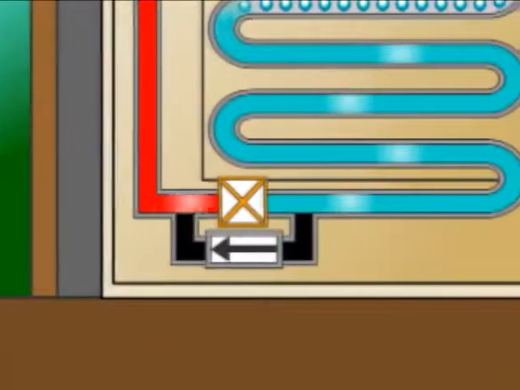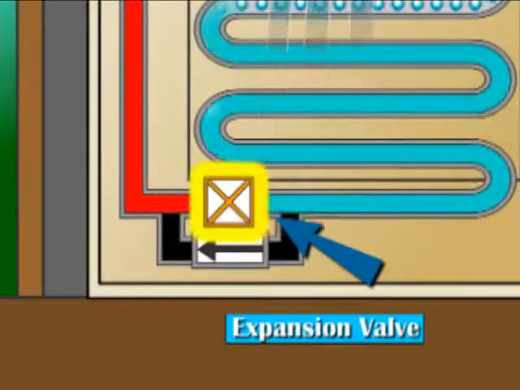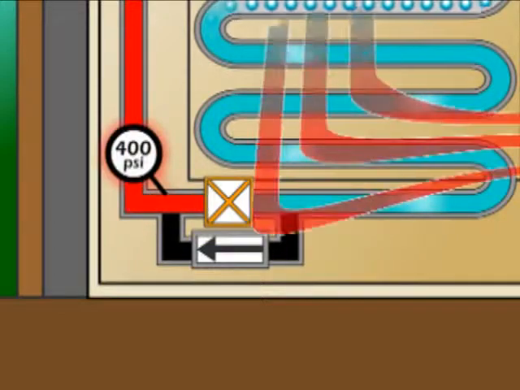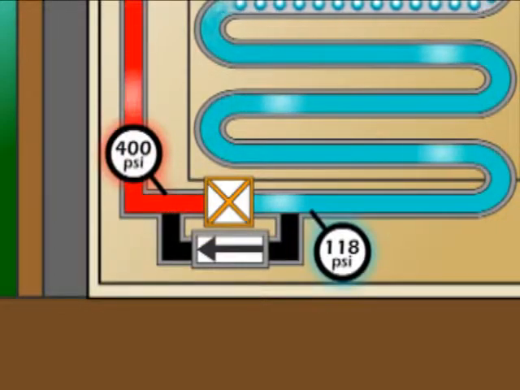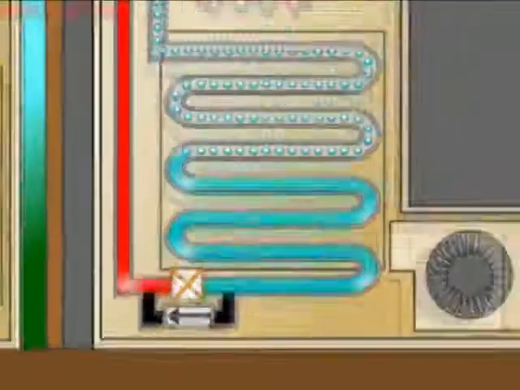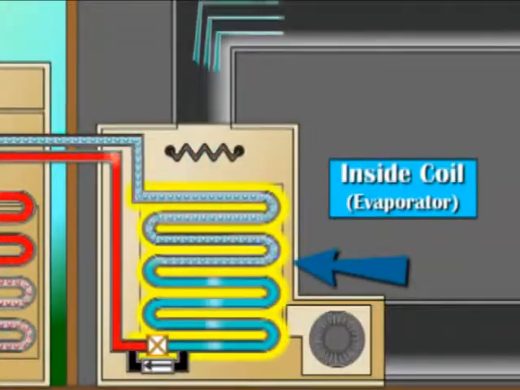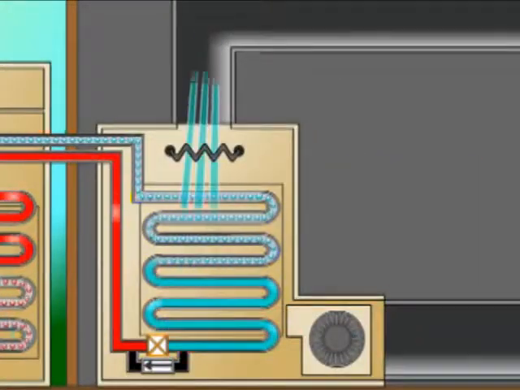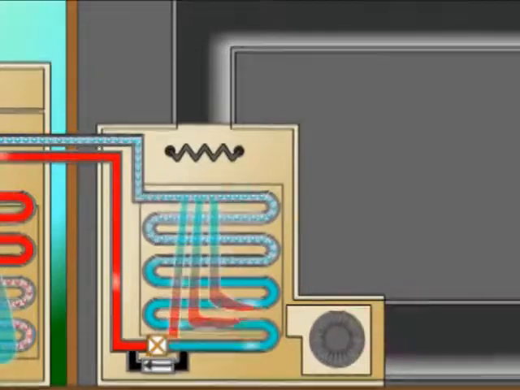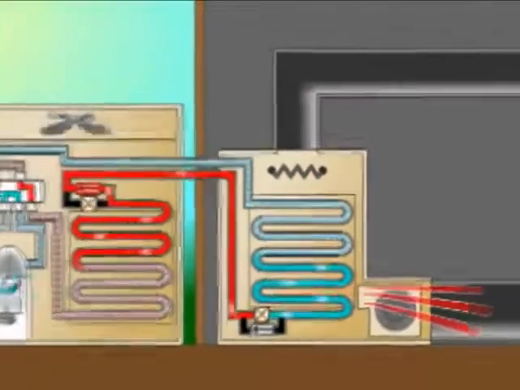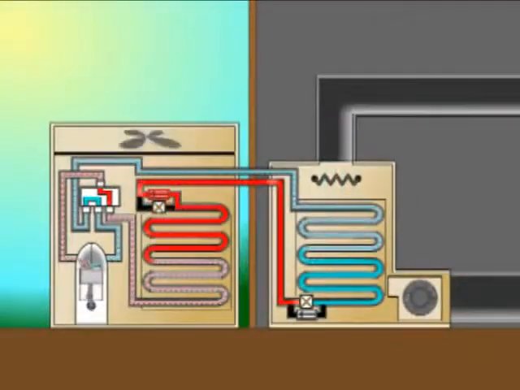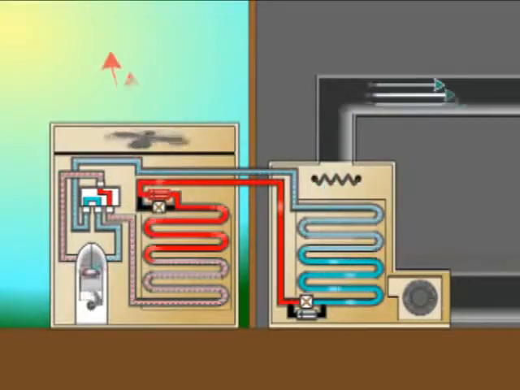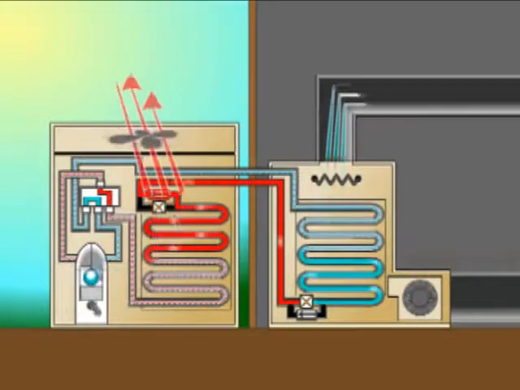This valve partially restricts the flow of refrigerant, creating the needed decrease in pressure, which allows the refrigerant to start evaporating. As the refrigerant evaporates, it absorbs heat from the passing air. In addition, the cold evaporator collects moisture, which provides dehumidification for the home. The refrigerant then travels back to the compressor, where the process is repeated over and over again.